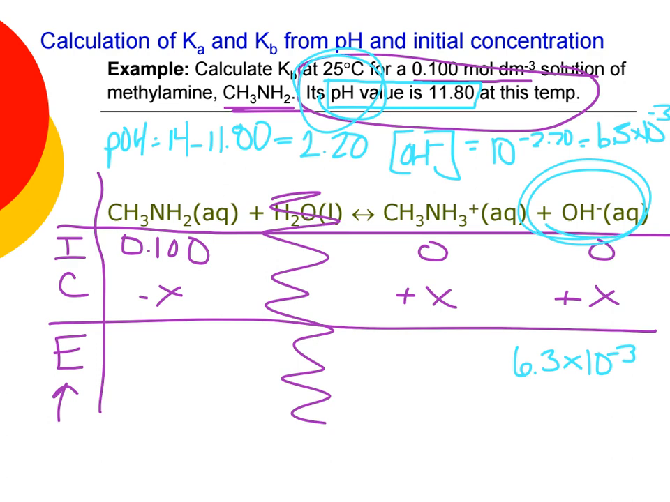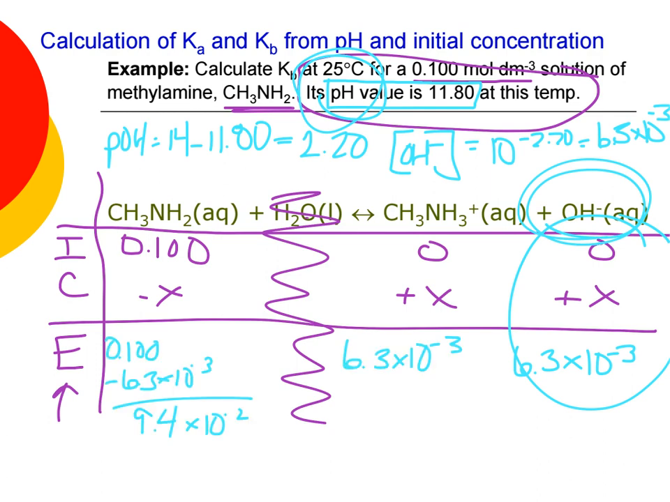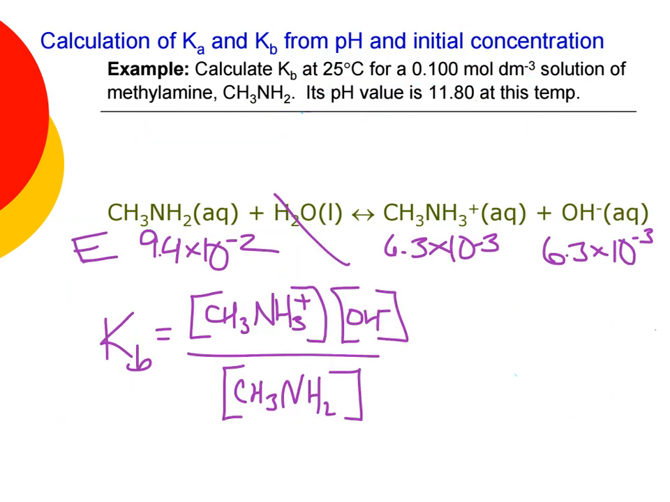With 2 decimal places, that becomes 2 significant figures. So that's going to be 6.3 times 10 to the negative third. And you can see that obviously would be x, since 0 plus x equals this number, x equals this number. So that also gives us our other concentrations, which are 9.4 times 10 to the negative second for our reactant, and both products being 6.3 times 10 to the negative third.